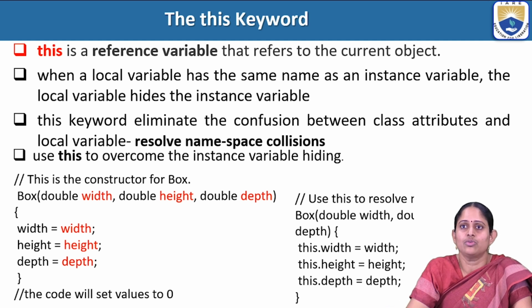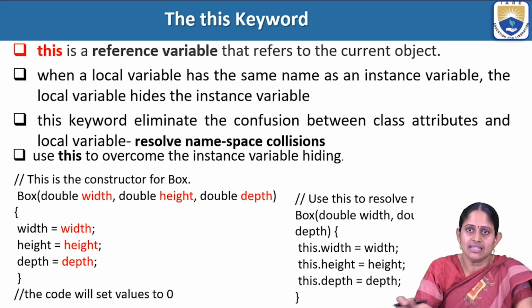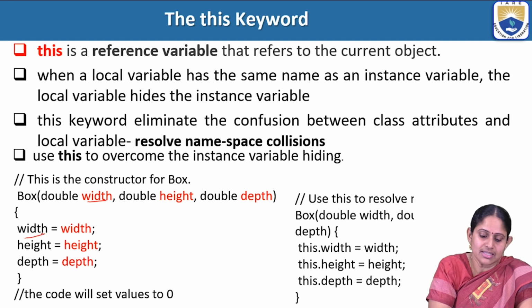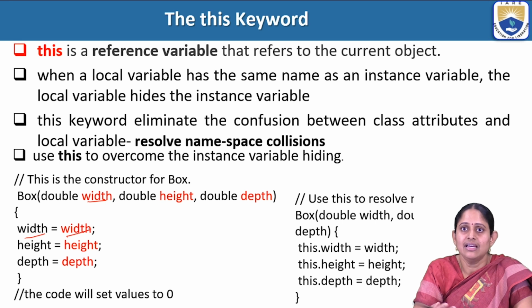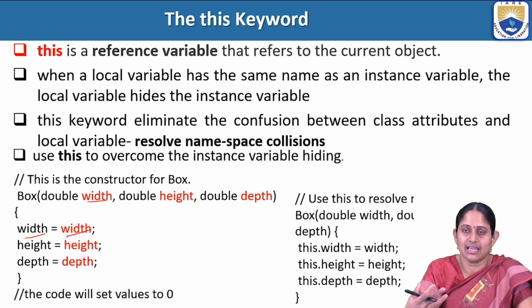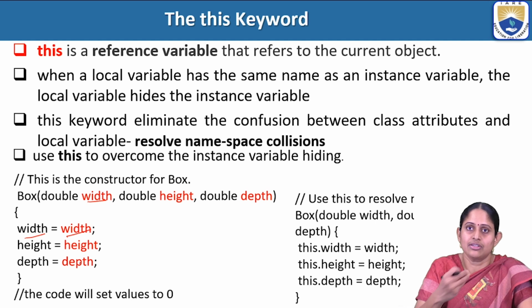Now, this can also be used to resolve namespace collisions. Let's consider this example. In this, the instance variables and the formal parameters are mentioned with the same name. That is generally what we use. We keep the local and the instance variable the same name so there won't be any confusion, for easy understanding. But this may lead to confusion between the attributes. So in order to resolve that problem, we make use of the this keyword.